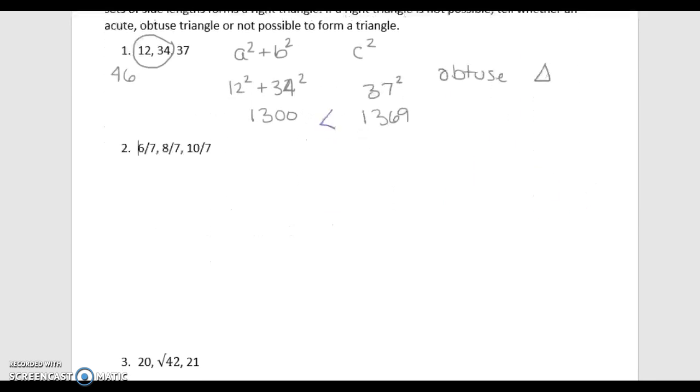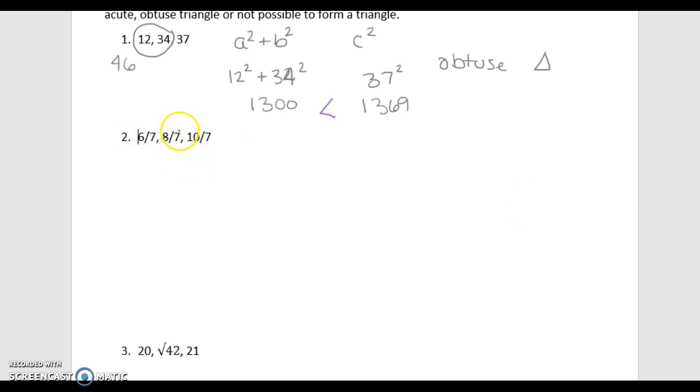Okay. Number 2. First of all, we need to double check, do these add up to be greater than 10 sevenths? 6 plus 8 is 14 sevenths. Sure does. It's bigger. So now we're going to do, let's change the color, a squared plus b squared is equal to, greater than, or less than c squared. So why don't you go ahead and figure that out right now. Be careful with those fractions.